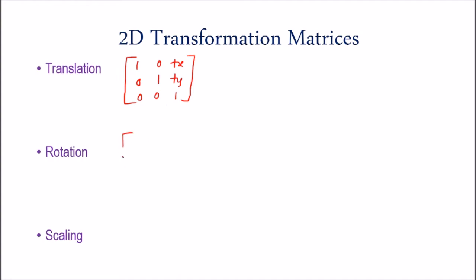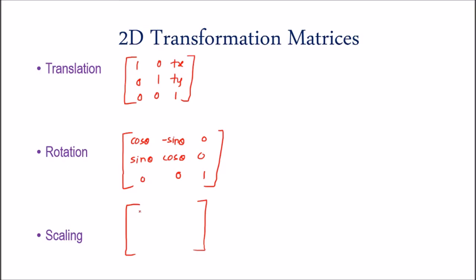Now the rotation matrix we have discussed. This is cos theta, minus sin theta, 0; sin theta, cos theta, 0; 0 0 1. Also the scaling matrix we know: Sx 0 0, 0 Sy 0, 0 0 1, where Sx and Sy are the scaling factors in the x and y direction.